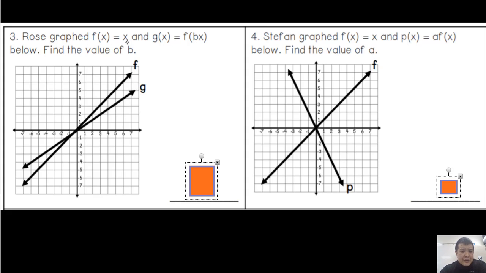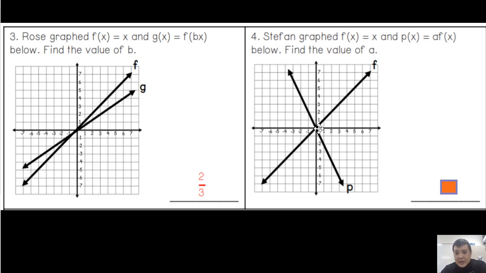Rose graphed f of x equals x and g of x equals bx below. Find the value of b. Well, here we find that the slope of g of x is 2/3. So therefore, this is going to be f of 2/3 x. So it's 2/3.